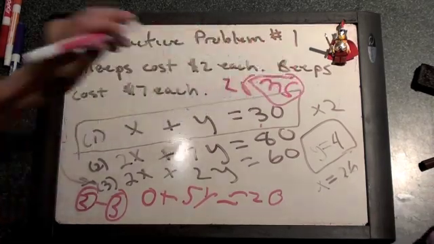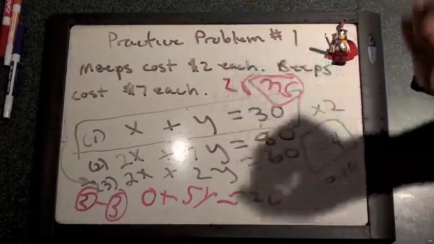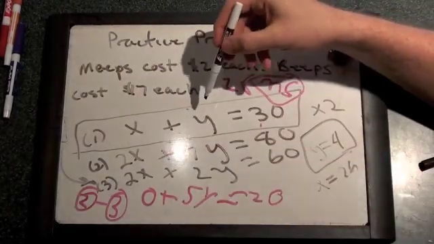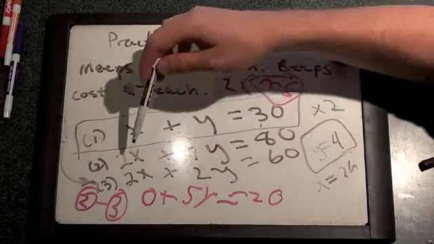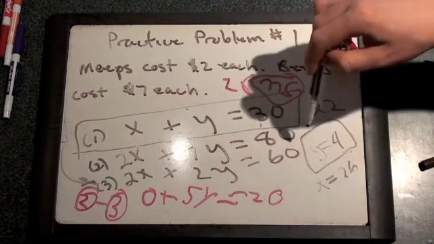All right, so this is a little messy, but it's fine. In the beginning, we knew that we bought 30 of them, which told us x plus y was 30. We know the meeps cost $2 each, and the beeps cost $7 each, so that's why we wrote 2 times the meeps plus 7 times the beeps equals 80.